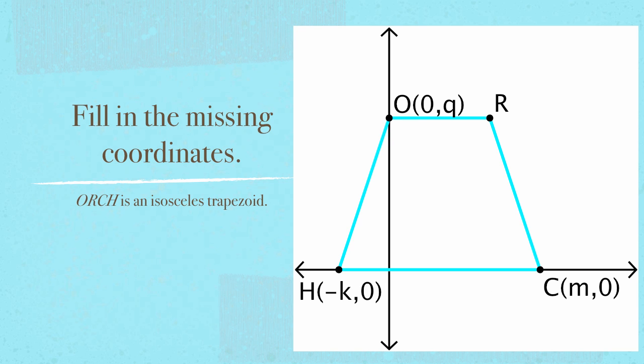Let's take a look at one more example. Here I have another isosceles trapezoid. This one sort of goes over the y-axis a bit, and so we've got a negative coordinate. I know that R is going to be m minus k, because m is the length from the origin to C, and H is k units long.